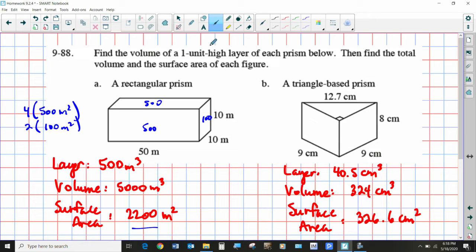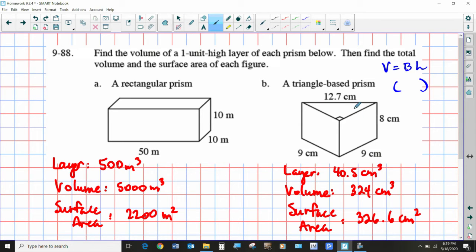All right, on to the triangle-based prism. So once again, volume is going to be the base area times the height, but in this case, your base area is a triangle, so we're going to take 1/2 times base times height, because that's how you're going to find the area of this triangle, and then multiply it times the height, which is basically the distance between the two triangle faces, if you can picture the one on the bottom that you can't quite see right now.